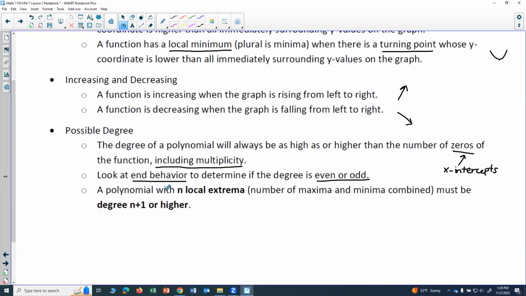And a polynomial with n local extrema, remember the extrema are the maxima and the minima, must be degree n plus 1 or higher. So if you have n local extrema, that's maxima and minima combined, then your degree has to be at least 1 higher than the number of maxima or minima. Let's look at an example from Alex.